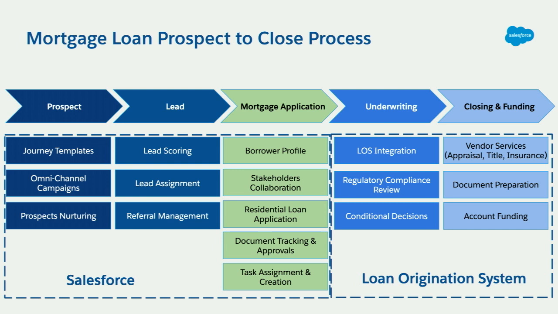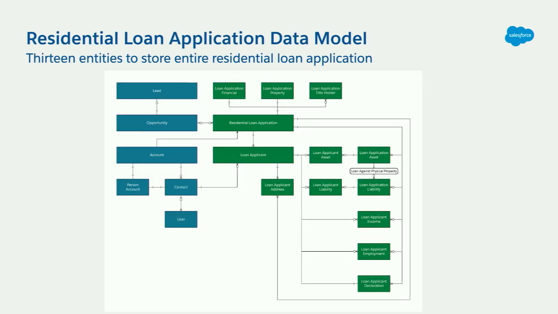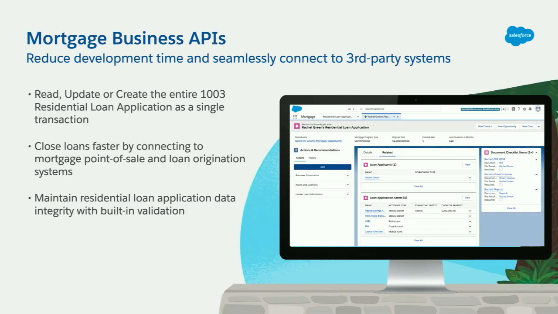So what we've done for Spring 20 is we've taken that entire residential loan application data model that you're seeing here, all 13 entities, and enabled business APIs to take those objects and transfer them back and forth between third-party systems. So we've enabled the ability to read, create, or update that entire, and in the United States it's called the 1003, but this can be used across the board in other regions as well, to take that and transfer it over to another system or bring it in from another system in a single transaction.